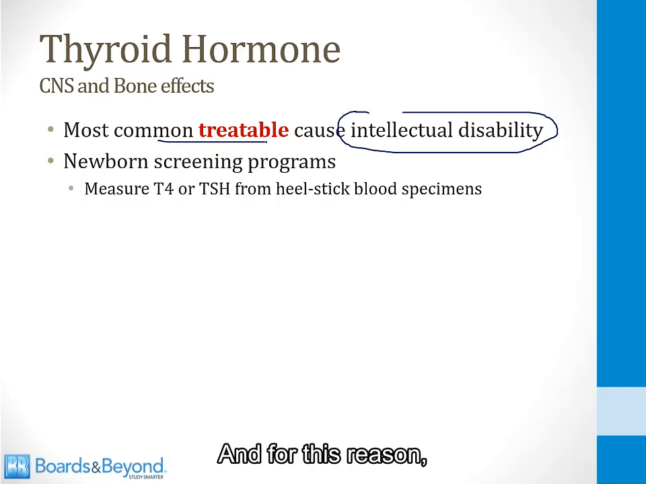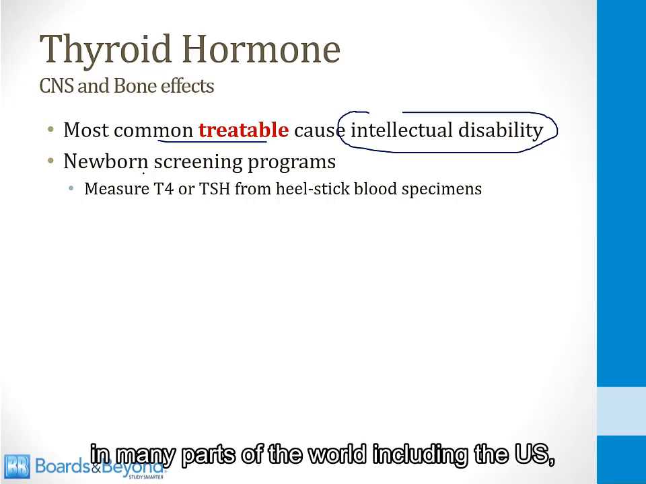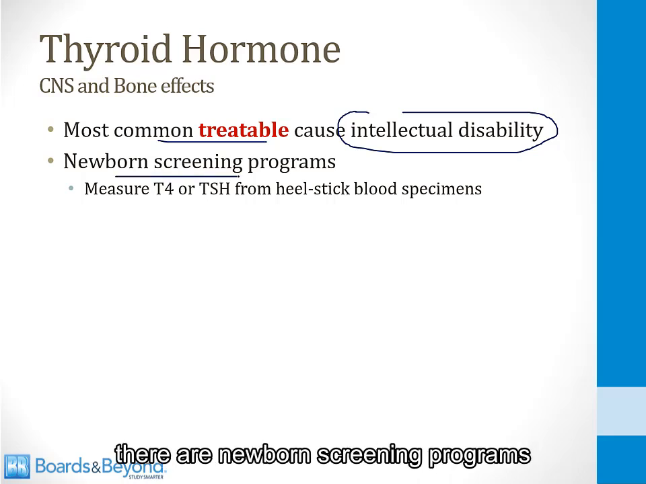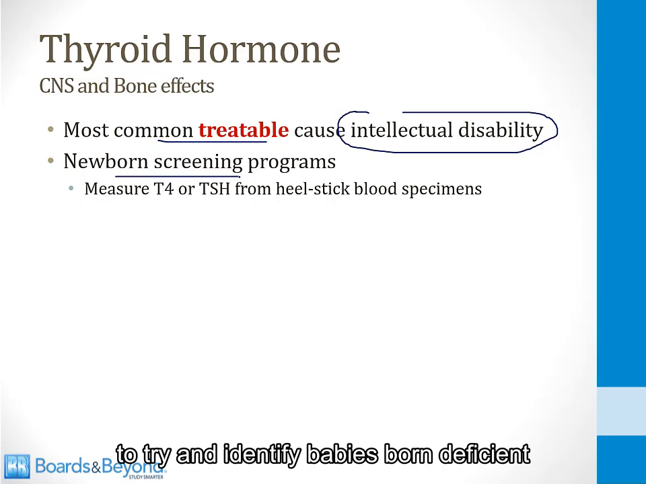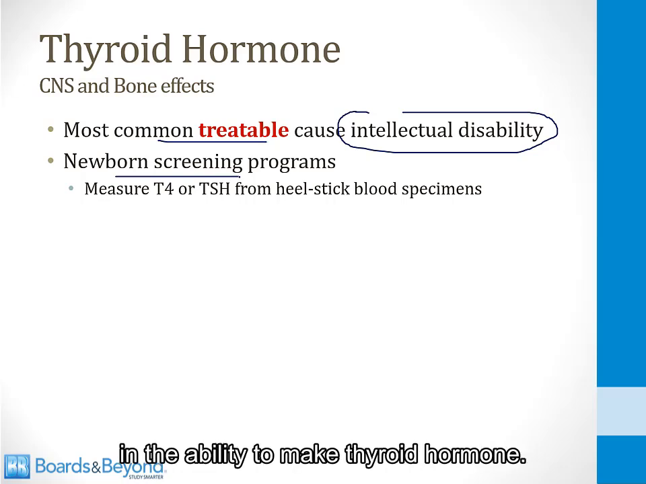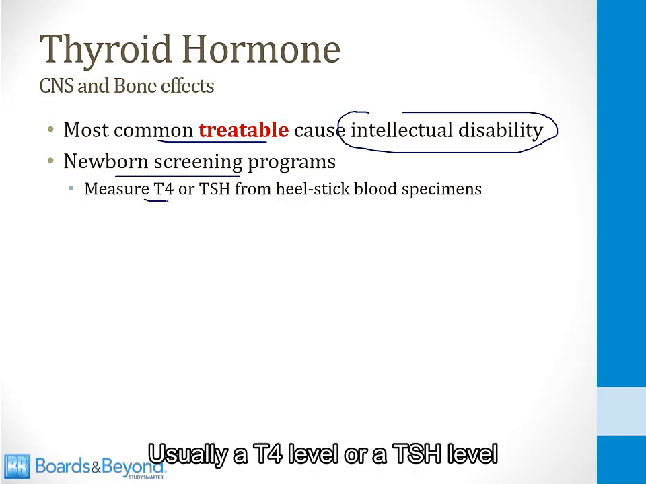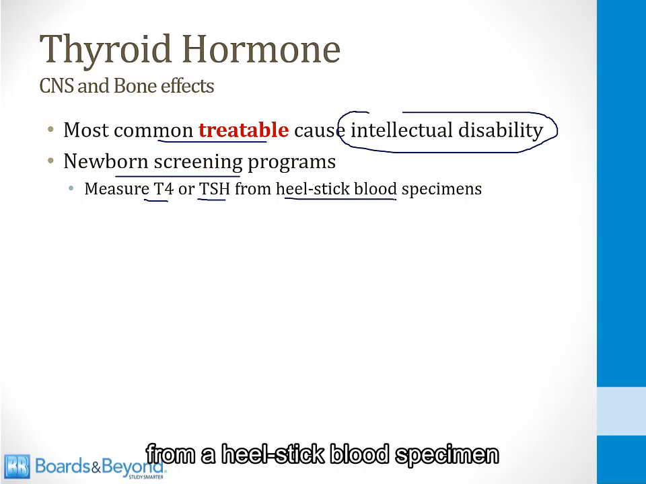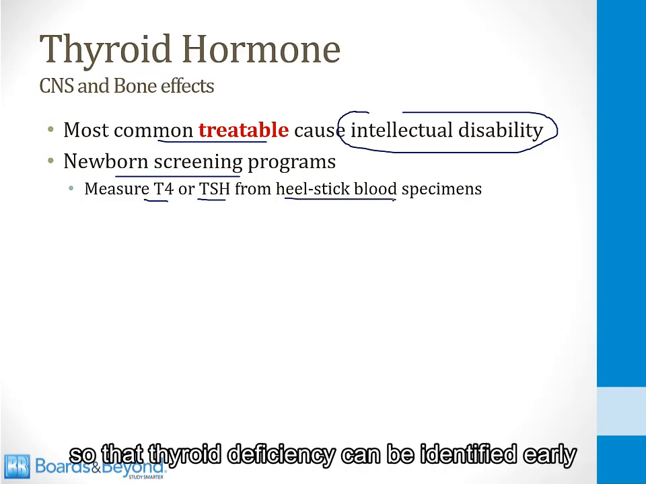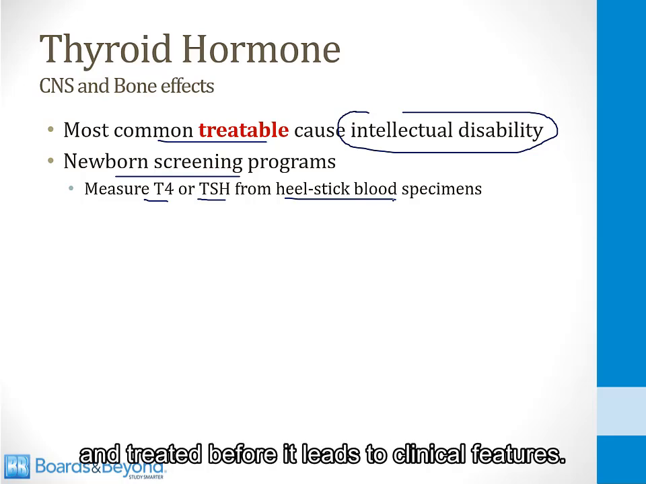And for this reason, in many parts of the world, including the US, there are newborn screening programs to try and identify babies born deficient in the ability to make thyroid hormone. Usually a T4 level or a TSH level is measured in newborn babies from a heel stick blood specimen so that thyroid deficiency can be identified early and treated before it leads to clinical features.